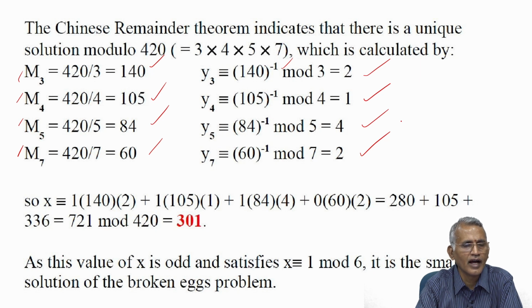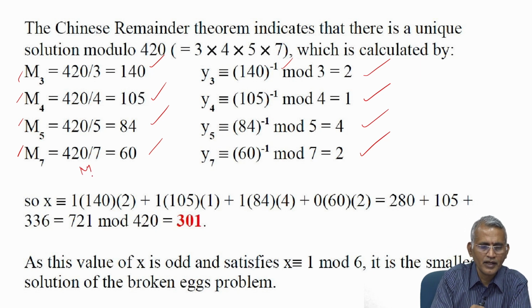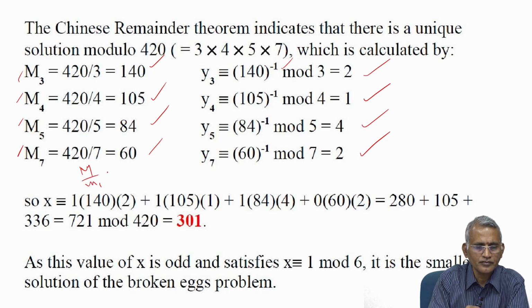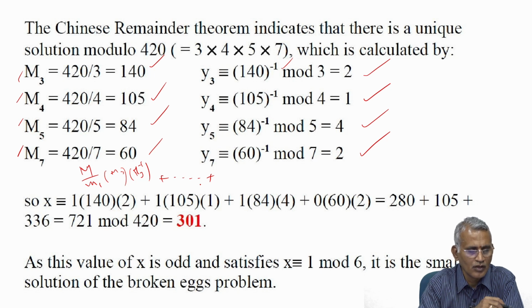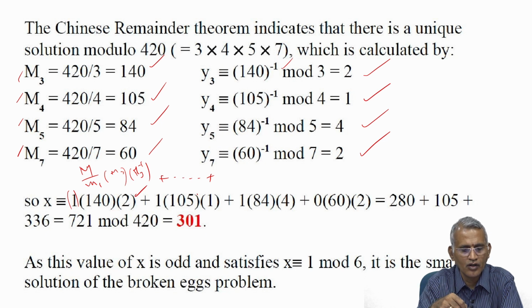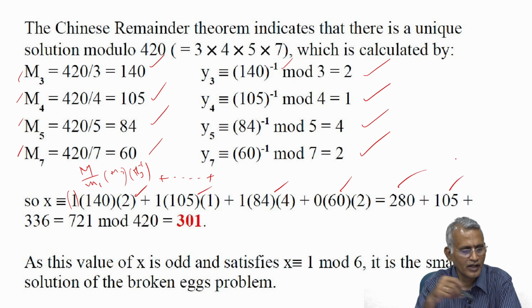So, we have the rule, capital M by M1 into M3 inverse plus and so on, the final steps you have to do that. Now, you substitute it. So, the value of this one is 1 into 140 into 2, and then 1 into 105 into 1, 1 into 84 into 4, and 0 into 60 into 2. So, we have 280, 105 and 336.